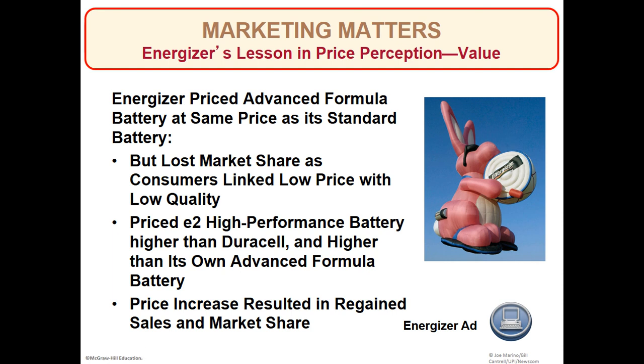Energizer bunnies, batteries, have a lesson in price perception and value. Energizer priced its advanced formula battery at the same price as the standard battery, but lost market share as consumers linked the low price with low quality. So they were losing market share to Duracell. Then they priced the E2 high performance battery higher than Duracell and higher than its own advanced formula battery. That price increase actually resulted in regained sales and market share. That's quite interesting.